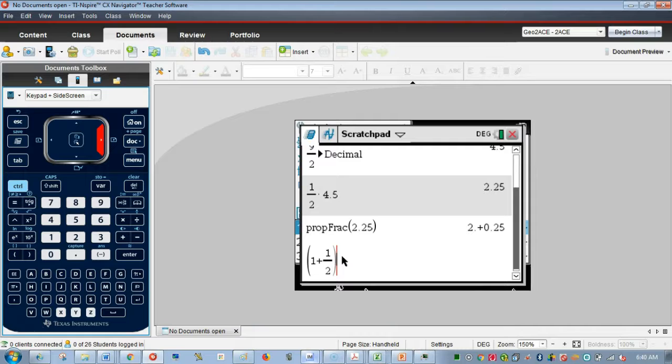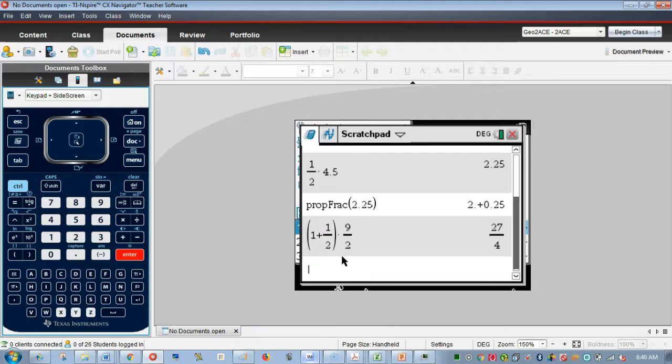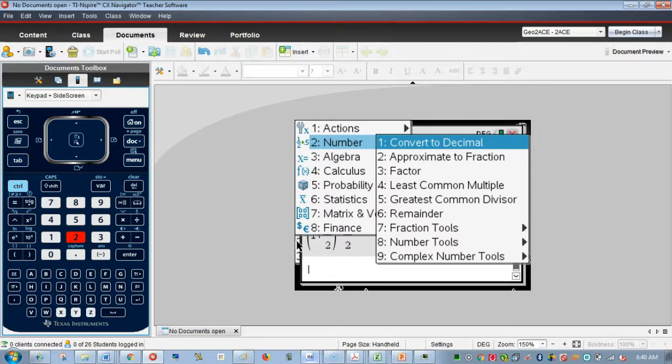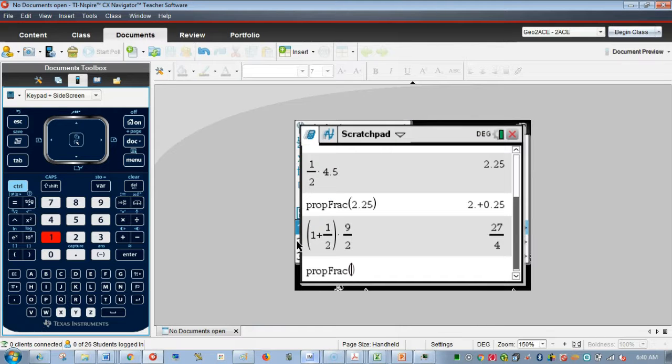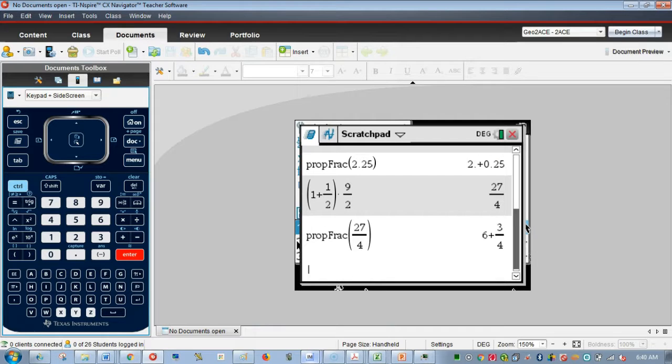Now, I can either multiply that by 9/2. I'm just showing you some options here. All right, I get to enter. I get 27/4. Again, that's an improper fraction. So if I go menu, 2, 7, 1, I'm going to go second answer this time. And it tells me I need 6 3/4 cups.